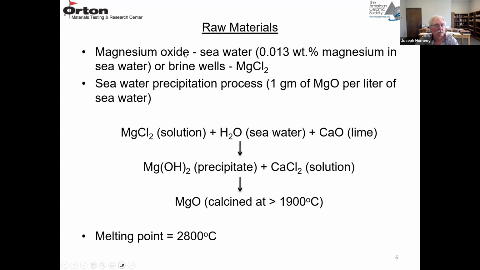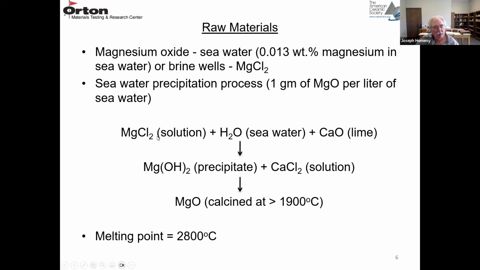One of the main sources of magnesium oxide is seawater or brine wells. In seawater, there's 0.013 weight percent magnesium, as magnesium chloride, and it's also contained in brine wells. We'll just look at the seawater precipitation process. This number, 0.013 weight percent, turns out to be about 1 gram of MgO per liter of seawater.